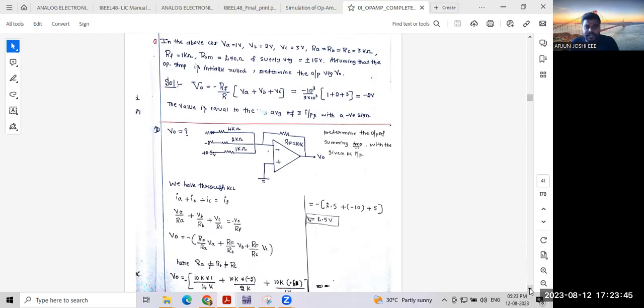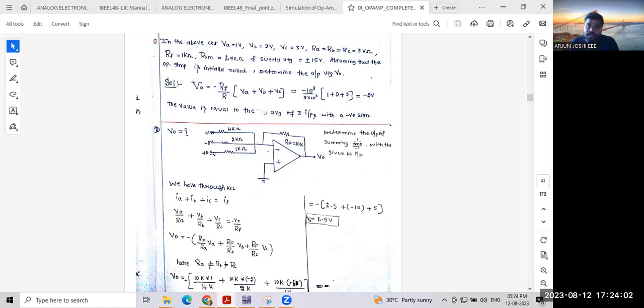Okay, I'm going to consider another example, very simple. Here the problem is a little bit tricky, because in the previous problem all the resistance values were the same, but here all the resistance values are different. We need to consider it as a scaling amplifier, not a summing amplifier.